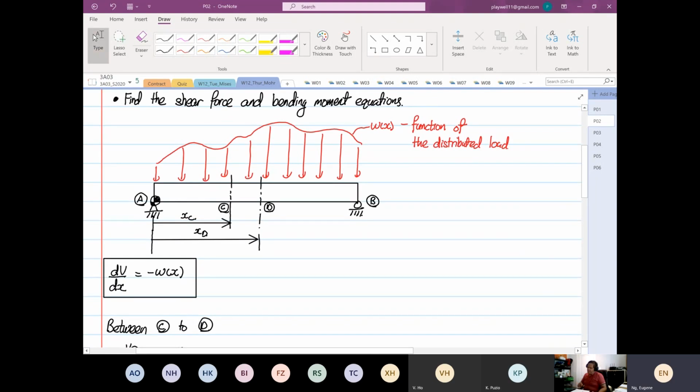Now, can anyone tell me why, later on, when you have to learn how to calculate the deflection of the beam, this method is so important? Anyone? Why is this method so critical? Or so versatile?